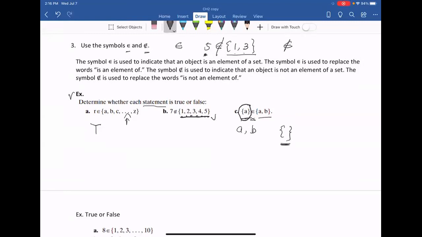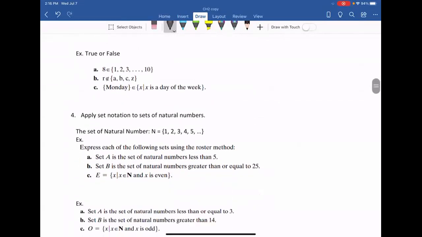This means this part is a set. So this one is wrong because we can't have this and this together, because this sign means an element, but the front part is a set. So we can't use the set A is an element of a set AB. Okay, let's move on to the next question.